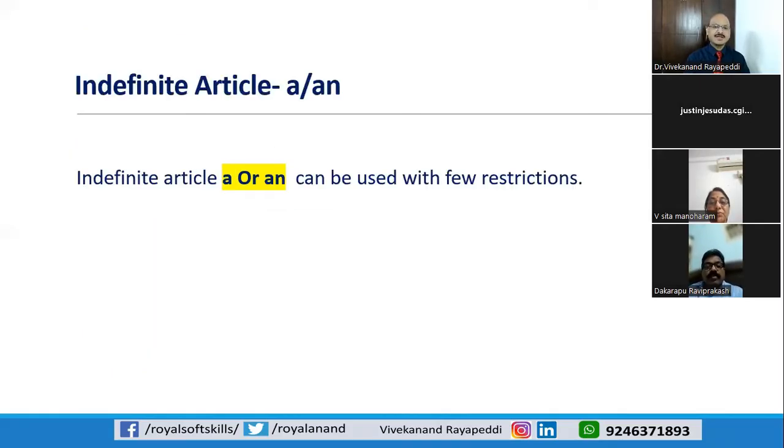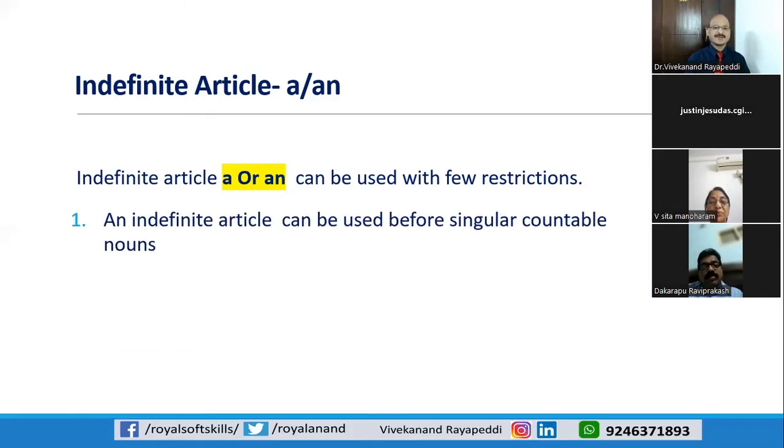Now, indefinite article a or an can be used with a few restrictions. So first let us understand what are those few restrictions. An indefinite article means a or an. Both of them have got the same meaning. A or an means one. It's an apple means it is one apple. He is a doctor means he is one doctor. Now there are some special rules, special restrictions. An indefinite article can be used before singular countable nouns.